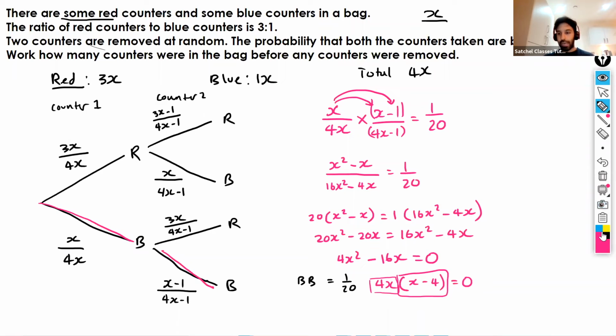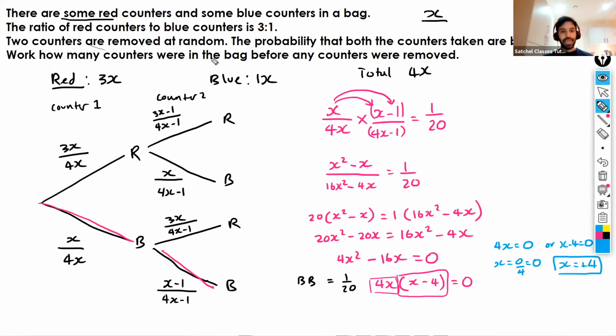Therefore, either 4x is equal to 0 or x minus 4 is equal to 0. In this case, x is equal to 0 over 4, which is simply 0. And x minus 4 is equal to 0, therefore x is equal to positive 4. We're going to use this value of x because we can't have 0 counters. So x is equal to 4.